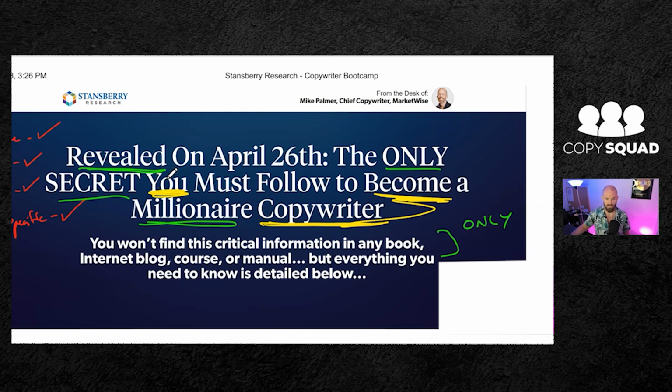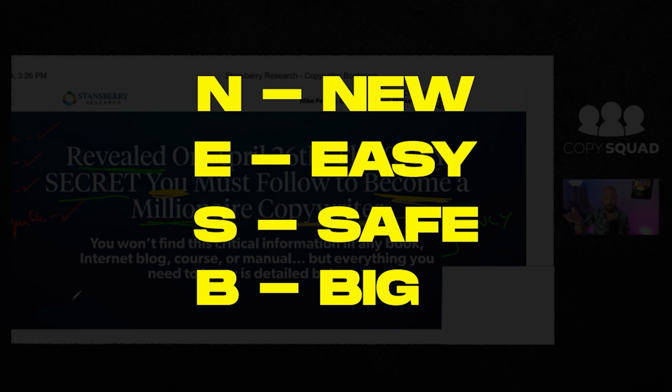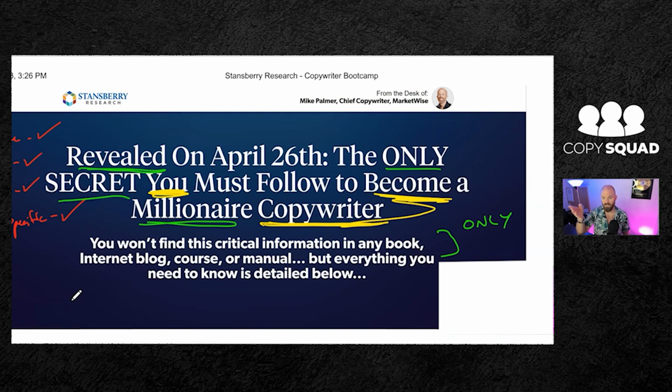So the big 4 selling emotions, these are basically the value triggers, the emotional triggers that get people to buy things, are new, easy, safe, and big. And every one of these big 4 emotions has an alter ego. So for new, it's only. For easy, it's anybody. For safe, it's predictable. And for big, it's fast.